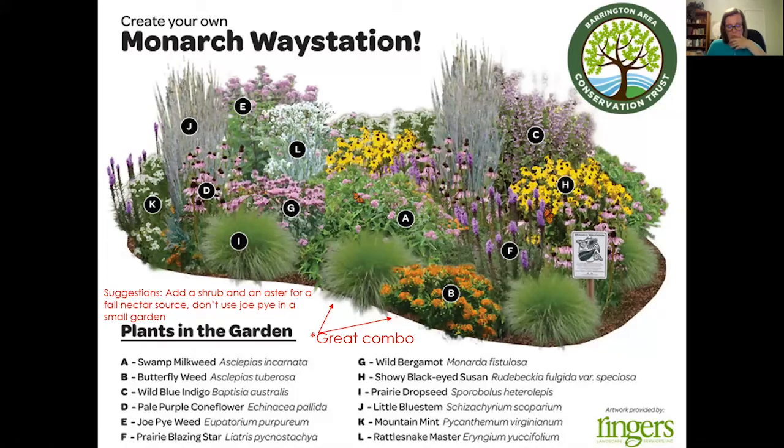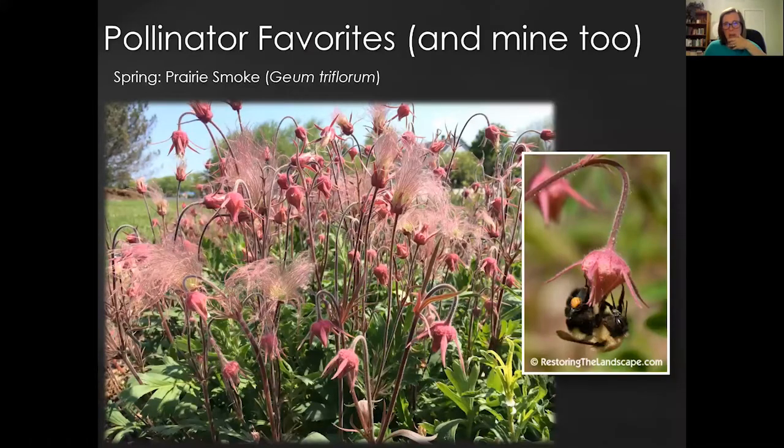So we're going to go on though, because I'm going to show you some of my other favorites to include in a small garden for monarchs and other pollinators. Prairie Smoke, this is blooming right now. This is amazing for full sun. Okay. And you can see the close-up of the bee there hanging off that bloom. That bloom is what it looks like right now.